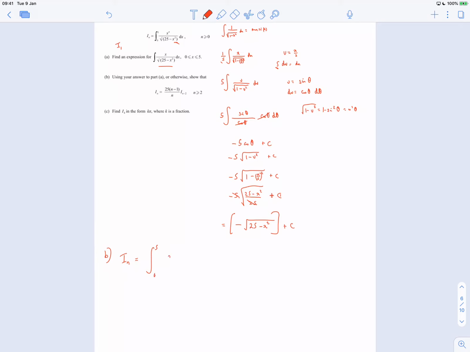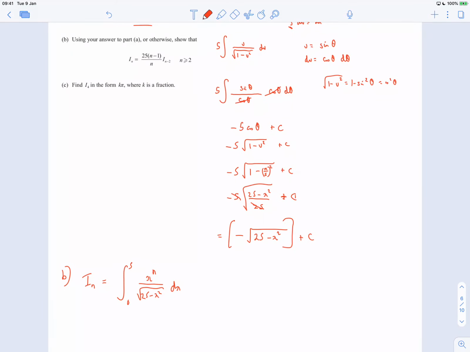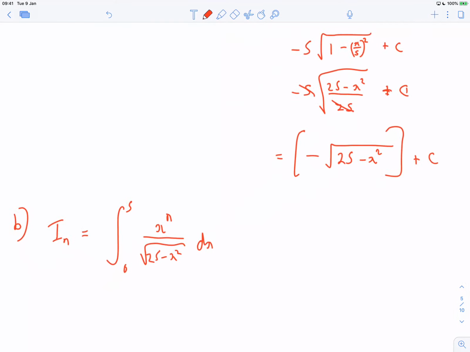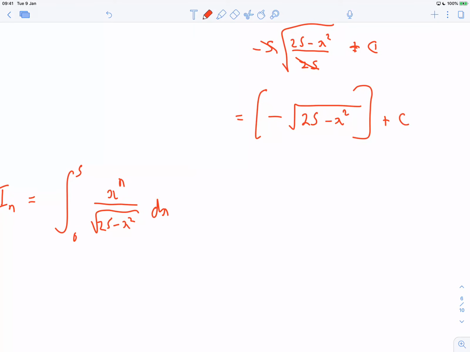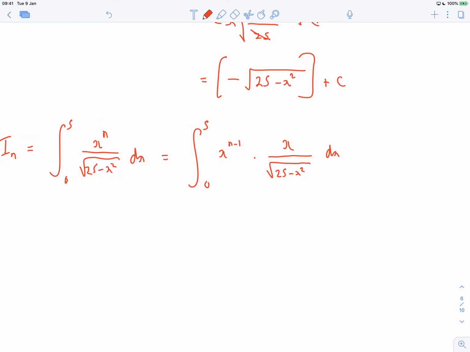So between 0 and 5 of, let's say, x to the n over, what is it, the square root of 25 minus x squared dx. Okay, well, I know how to integrate x over that. So maybe I'm going to do some by parts stuff and say this is actually between 0 and 5 of, let's say, x to the n minus 1 times by, and then this is, say, x over the square root of 25 minus x squared dx. I have no idea if this will work or not. I don't know. So let's suppose this is my v dashed, and I know how to integrate that, and let's say this is my u.